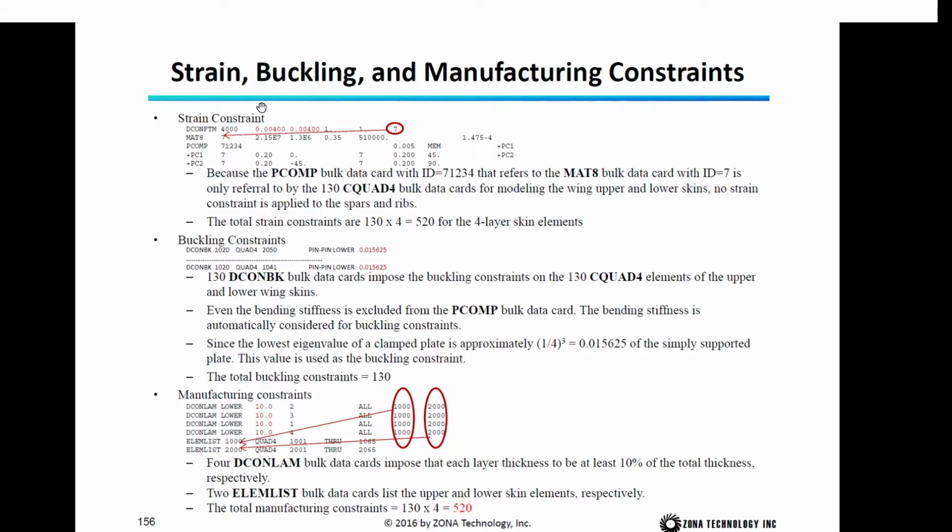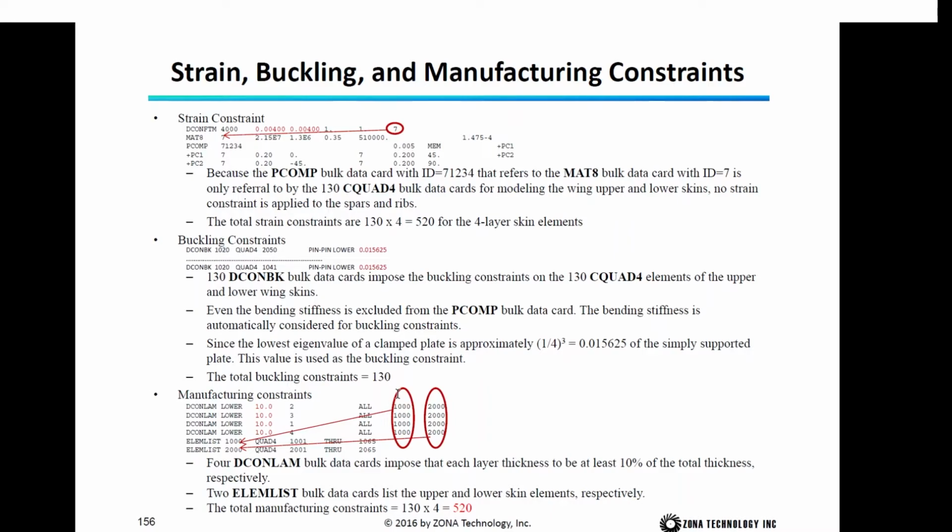for the 4-layer skin element to define the strain constraint. And the buckling constraint, because we have 130 sigma 4, each sigma 4 is subject to the buckling constraint. Even the bending stiffness is excluded from the PCOM card, the bending stiffness is automatically considered for the buckling constraint. Since the lower eigenvalue of a clamp plate is approximately 1/4 to the power 3, which is equal to 0.015625, that is the constraint value. So we have 130 sigma 4 for the wing skin. So we have 130 buckling constraints.